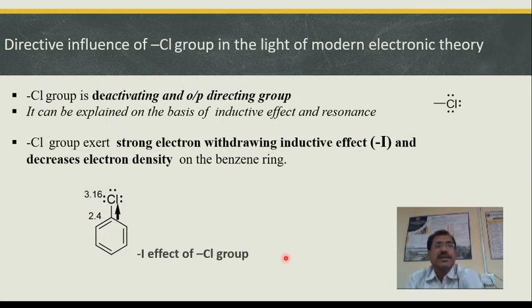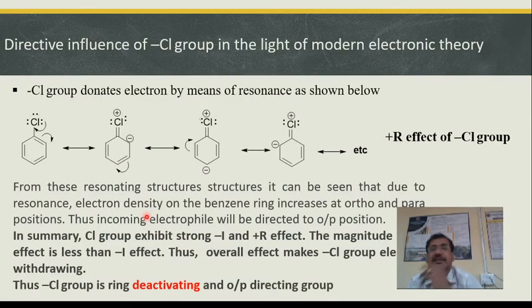We'll see one more group, and that is the directive influence of the Cl group in the light of modern electronic theory. Cl is a deactivating and ortho para directing group. Again, have a look at the structure of the group. So halogen, chlorine having 3 lone pairs and a single bond. Chlorine exerts a strong electron withdrawing inductive effect, because the electronegativity of chlorine is 3.16 and that of carbon is 2.4. So Cl will exhibit a strong minus I effect, and by virtue of inductive effect, will withdraw electron density from the benzene ring.